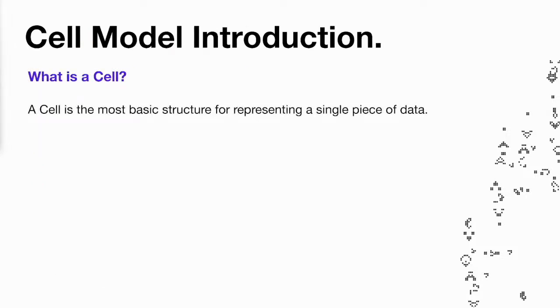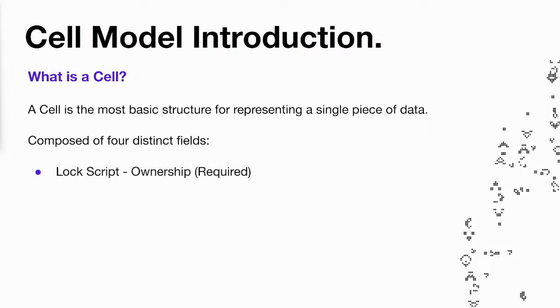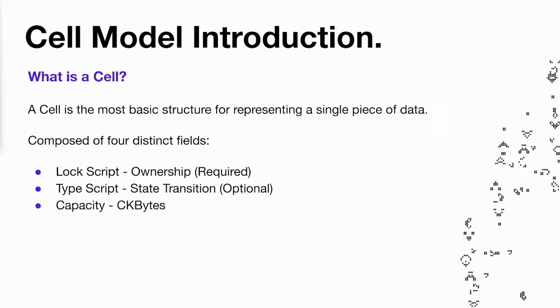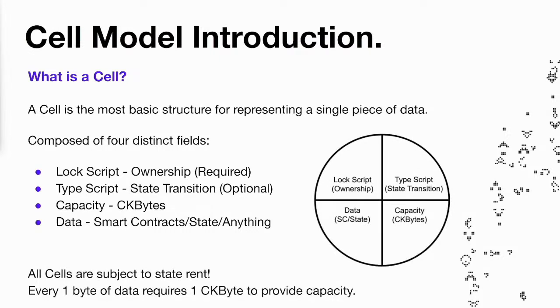What is a cell? A cell is the most basic structure for representing a single piece of data. So it is effectively like a UTXO. It's composed of 4 distinct fields: the lock script, which controls ownership; TypeScript, which controls state transition; capacity, which is CK bytes; and data, which is smart contracts, state, or anything else. So I'm going to explain these a little bit further.